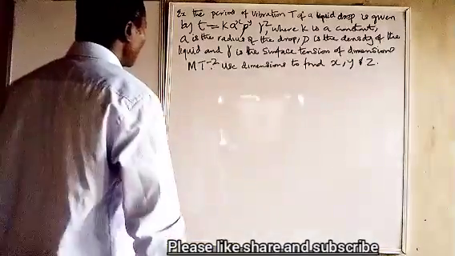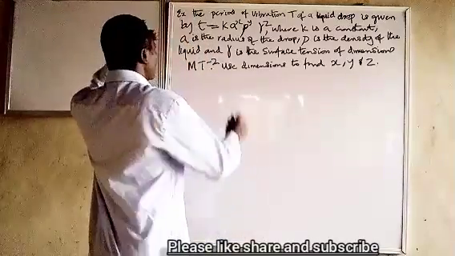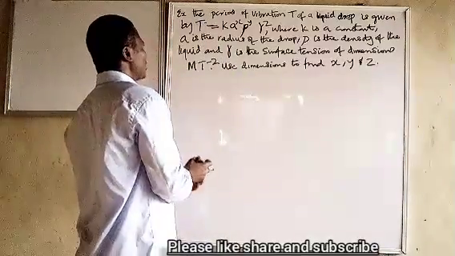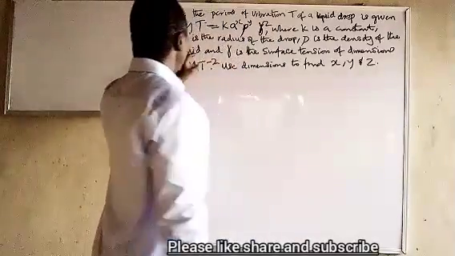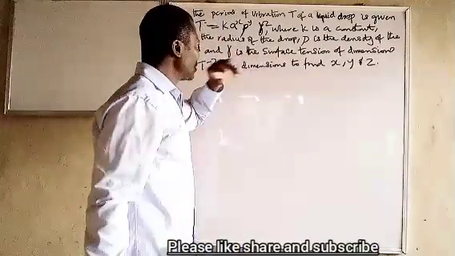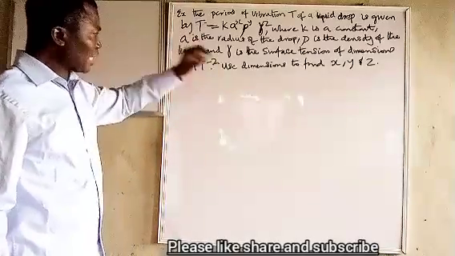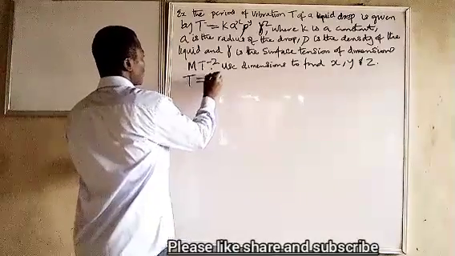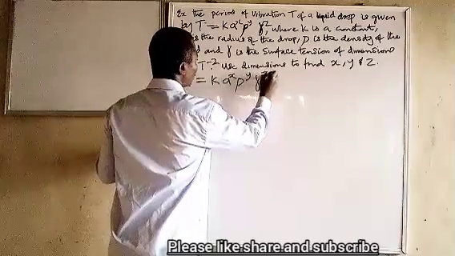It says the period of vibration T of a liquid drop is given by T equals K A raised to power x, rho raised to power y, gamma raised to power z, where K is a constant, A is the radius of the drop, rho is the density of the liquid, and gamma is the surface tension of dimensions M T raised to power minus 2. Use dimensions to find x, y, and z. So let's write it out. T equals K A raised to power x, rho, gamma raised to power z.